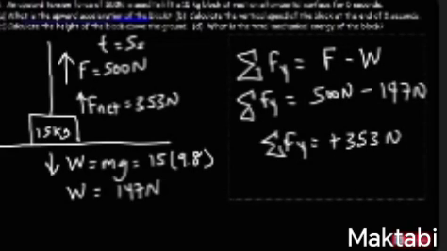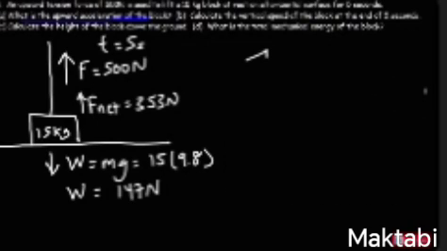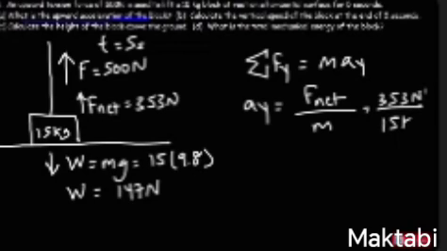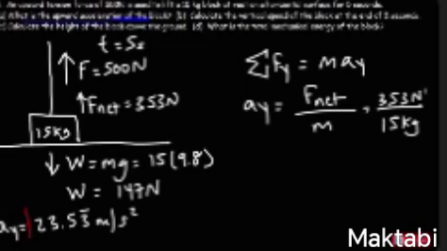So now that we know the net force in the y direction, we can calculate the acceleration in the y direction. So the acceleration is simply going to be the net force divided by the mass. So if we take 353 newtons and divide it by the mass of the block, which is 15 kilograms, that is going to give us the upward acceleration of the block, which is 23.53 meters per second squared. So that's the answer for part A.